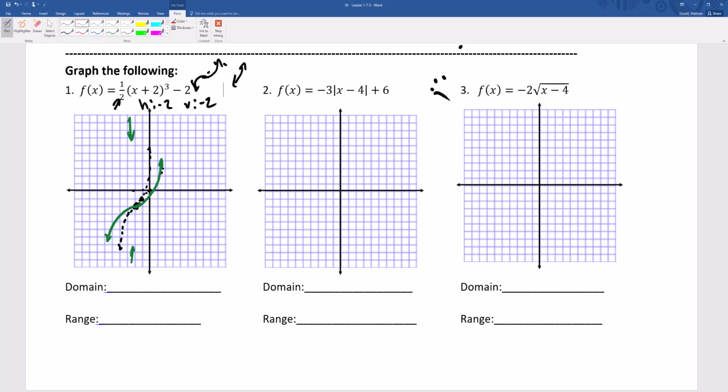For the next one, absolute value, horizontal shift of 4, vertical shift of 6. So 1, 2, 3, 4, 1, 2, 3, 4, 5, 6. There's a reflection, so it's going to go down. So we draw in the parent graph. Now there's that vertical stretch. So it's as if the graph is being pulled. So we need to draw it like it's being pulled.